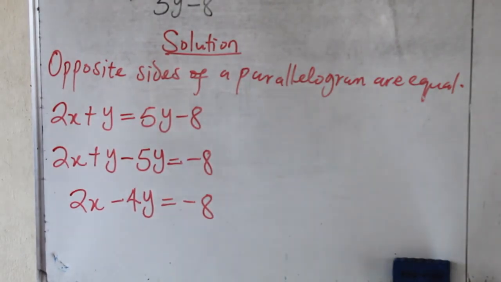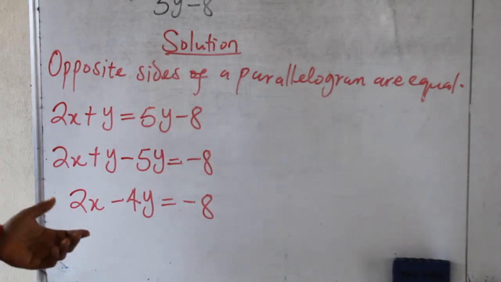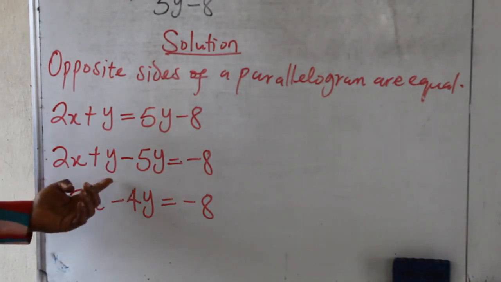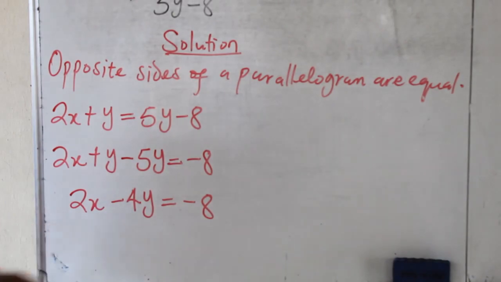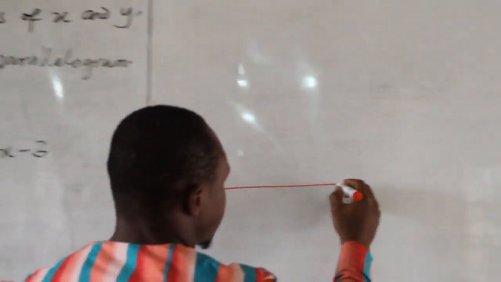I'll quickly draw a short number line for those who don't remember the use of directed numbers, so that you can understand how y minus 5y becomes minus 4y. So let's assume we have a number line.